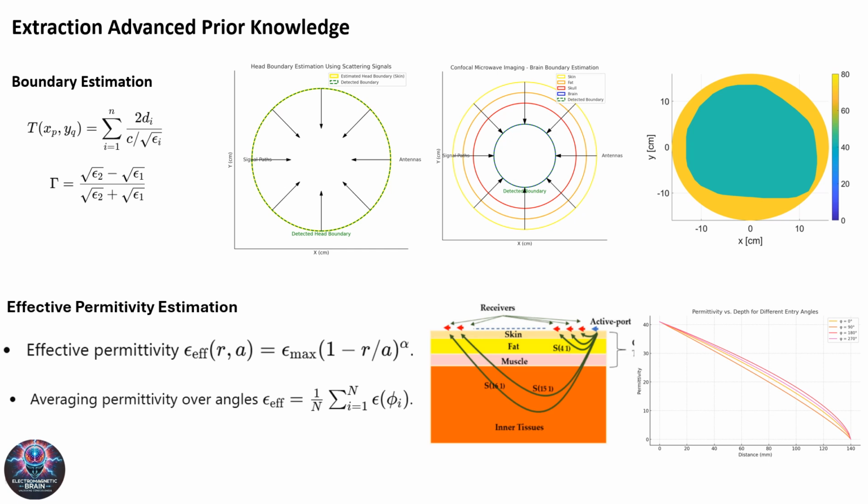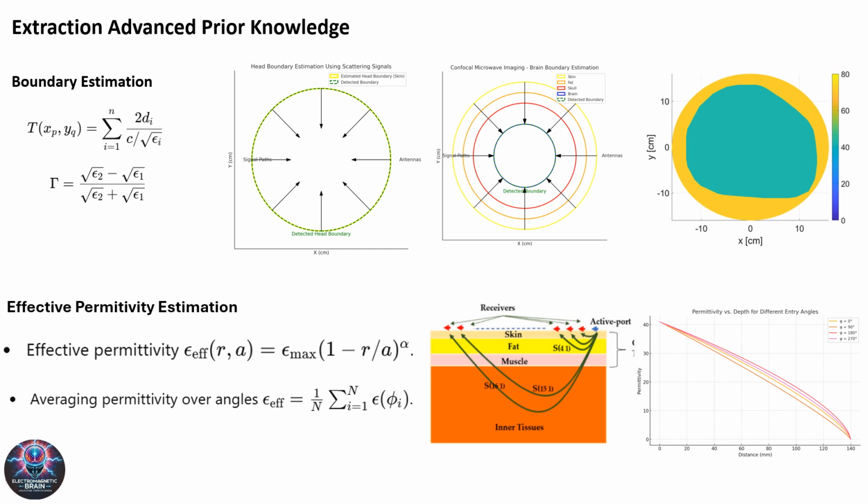The bottom half of the slide focuses on how effective permittivity is estimated to better understand the internal properties of the tissues. The effective permittivity formula estimates the effective permittivity epsilon_eff at a given point inside the head, accounting for the distance r from the boundary and the overall radius a to the center. The maximum permittivity epsilon_max and the constant alpha represent how the permittivity gradually changes as the signal travels deeper into the head. Averaging permittivity over angles averages the permittivity values over multiple angles phi_i, which improves the accuracy of imaging by capturing permittivity changes from different perspectives around the head.